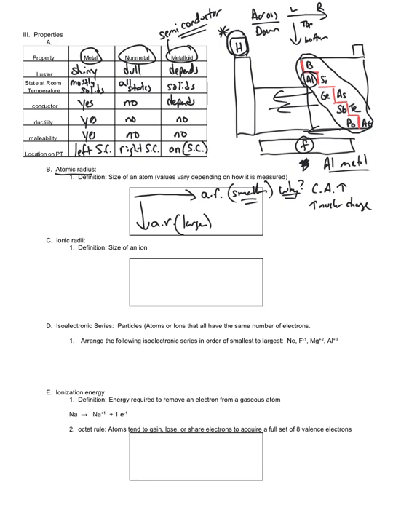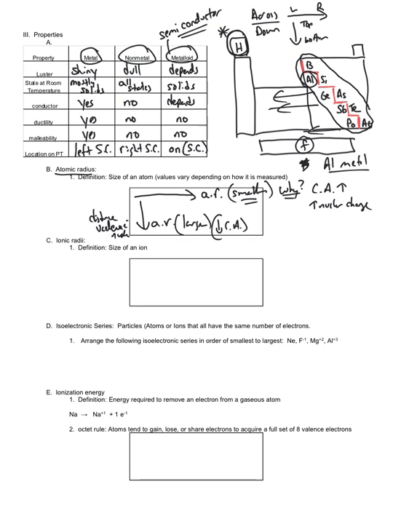When I go down a family, the distance between the valence electrons and the nucleus is greater, and that causes a drop in the Coulombic attraction. There's a weaker attraction of the nucleus to the valence electrons, and because the valence electrons are more weakly attracted to the nucleus, the atom is larger.